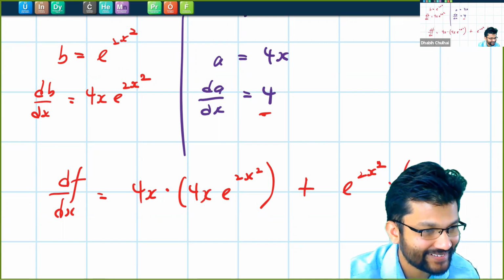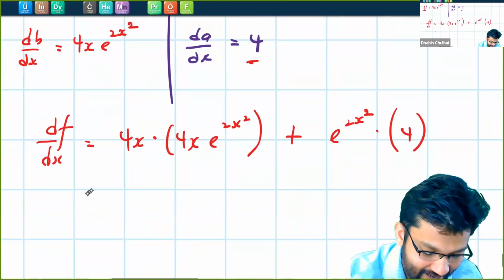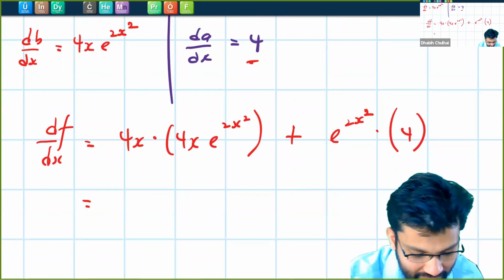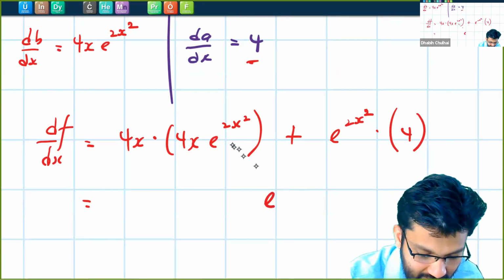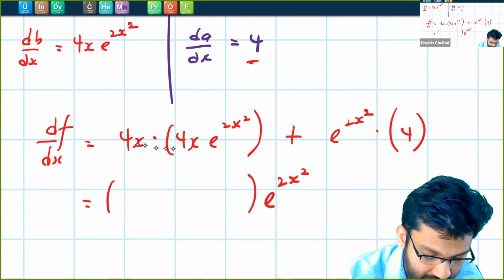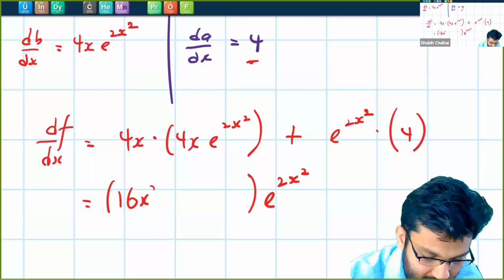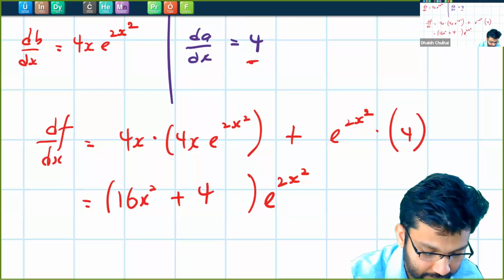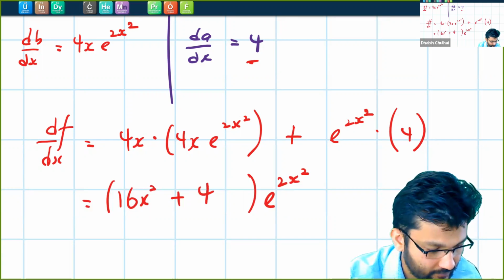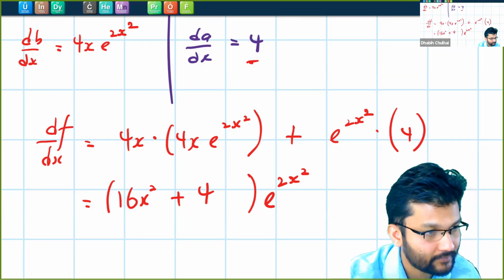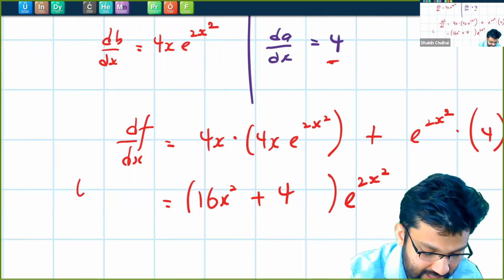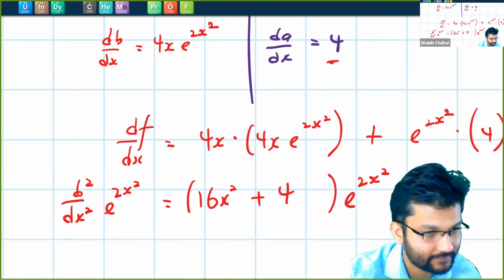Everybody still with me? I see some faces. All right. And then we can just simplify this at this point. E to the 2x squared can be pulled out. And then you have 4x times 4x is 16x squared plus 4. So this is d squared f dx squared, which is actually the second differential of the function that we started with.